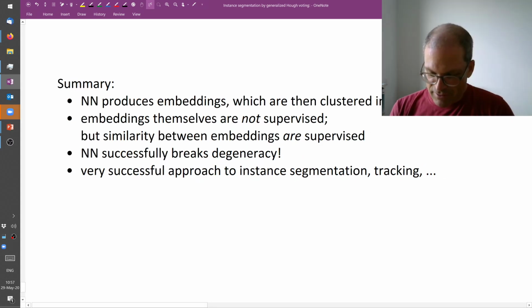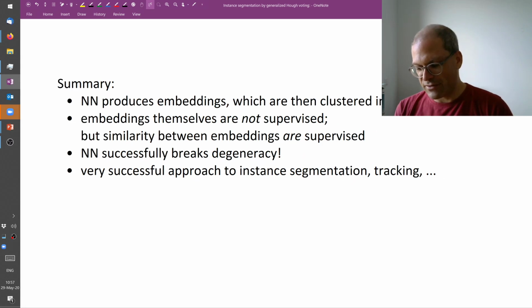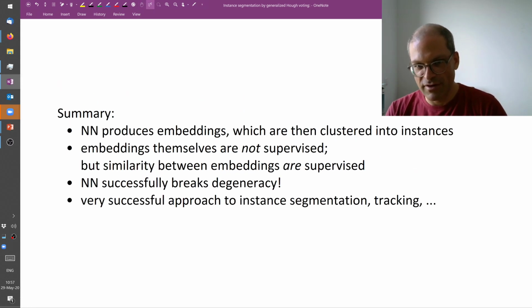Bottom line is the neural network produces embeddings. These embeddings are then clustered into instances. We don't care what the embeddings themselves are. We only care about the similarity of pairs of embeddings, and we try and make these match to ground truth.